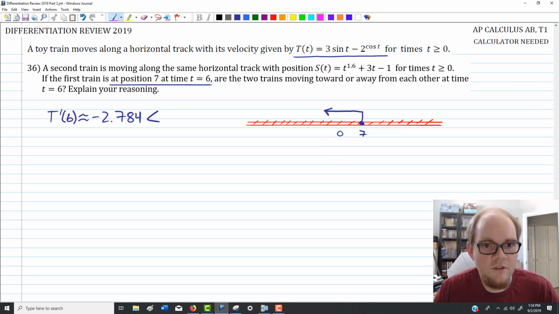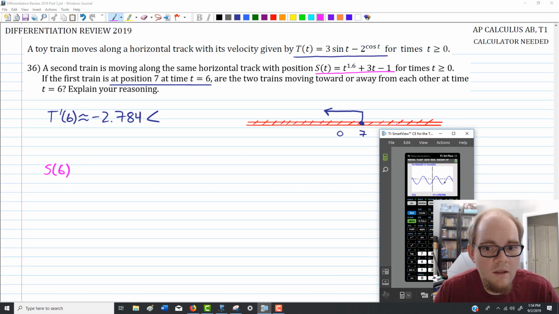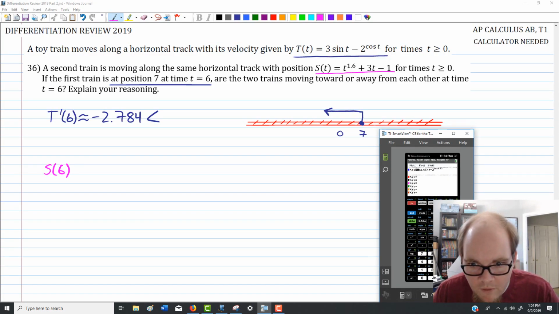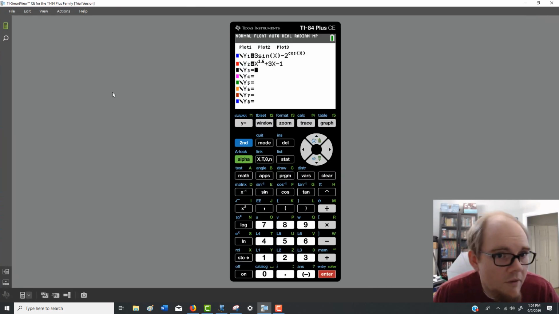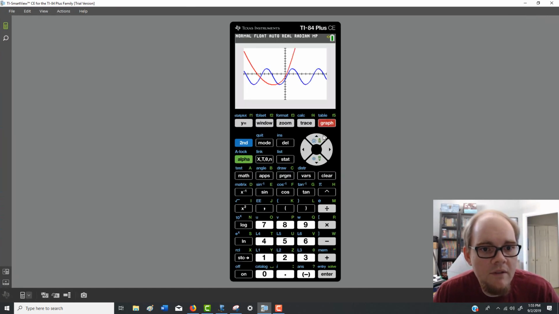Now second, let's look at the second train. So we're interested in what that second one's doing. The first thing I need to figure out is what is S of 6. So in here with my calculator, let's make it a little smaller. This one, it looks like x to the 1.6 plus 3x plus 1. And again, we're using x in the place of t, that's okay. Okay, if we graph this, we want to know what's happening at 6 for that one.